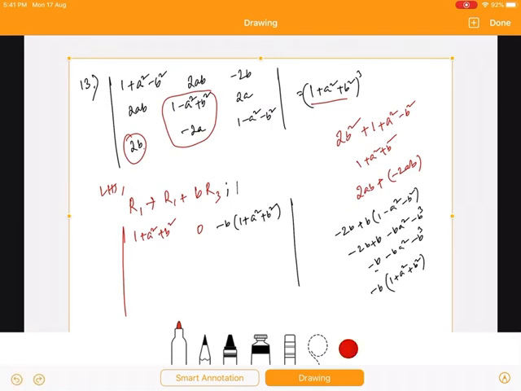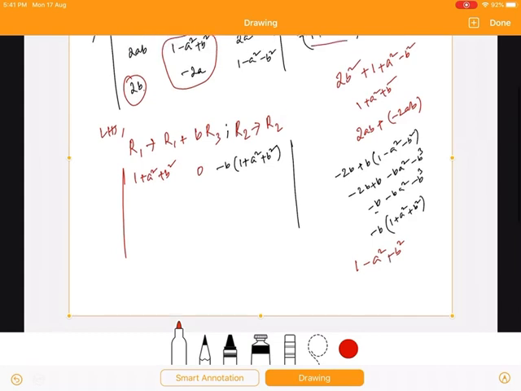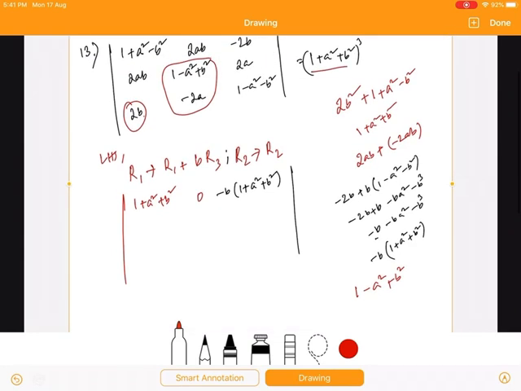What operation should I do to get 1 plus a square plus b square? So it will be R2 plus R3. Are you sure? R3 or minus? Look here. I have 1 minus a square minus b square, right? 1 minus a square plus b square, right?